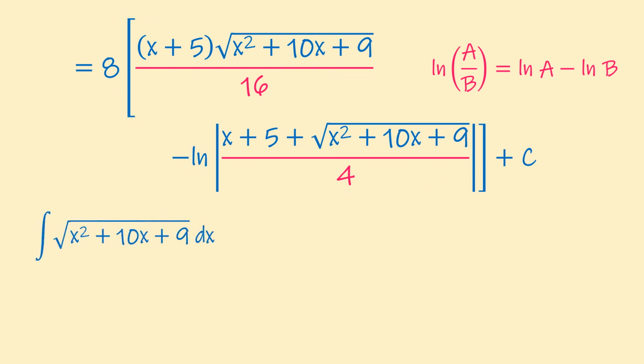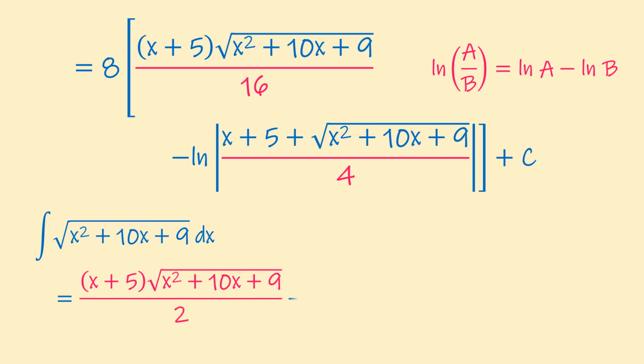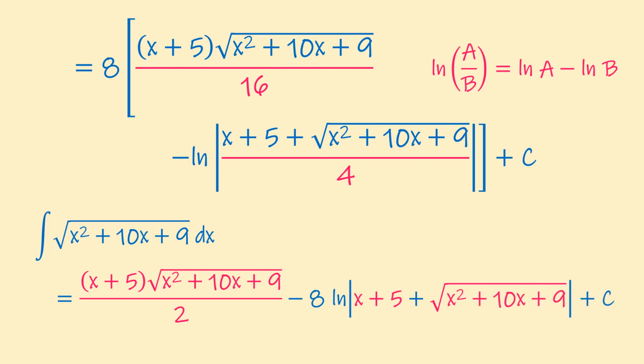Therefore, the integral of the square root of the quantity x squared plus 10x plus 9 dx is equal to the product of quantity x plus 5 and the square root of quantity x squared plus 10x plus 9 divided by 2 minus 8 times the natural logarithm of the absolute value of x plus 5 plus the square root of quantity x squared plus 10x plus 9 plus c.